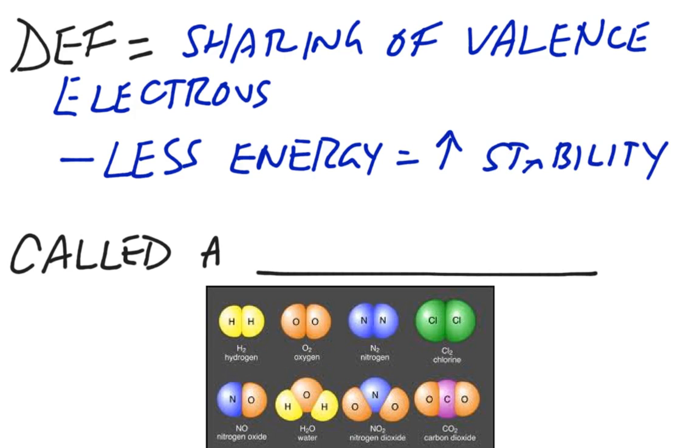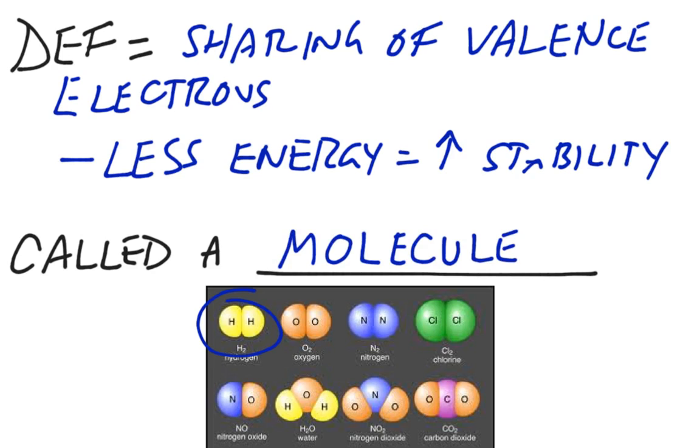The picture down below points out several different very common molecules that feature covalent bonding. The term that we would use for any individual piece here is called a molecule. So when we talked about ionic bonding, we were talking about formula units. When we're talking about covalent bonding, the representative unit is going to be a molecule. Also, when we're dealing with molecules, typically we're talking about nonmetals bonding with other nonmetals.